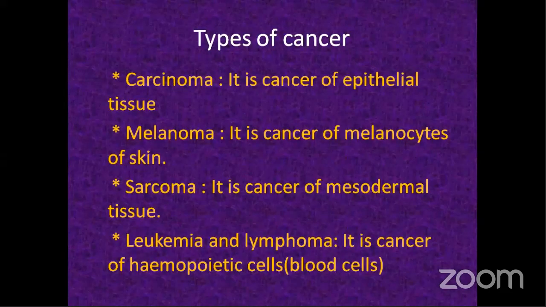So there are four different types of cancers: carcinoma, melanoma, sarcoma, and leukemia. Carcinoma is a cancer of epithelial tissues. Melanoma is a cancer of melanocytes of the skin. Sarcoma is a cancer of mesodermal tissues. Leukemia and lymphoma are cancers of hemopoietic cells, that is, of the blood cells.